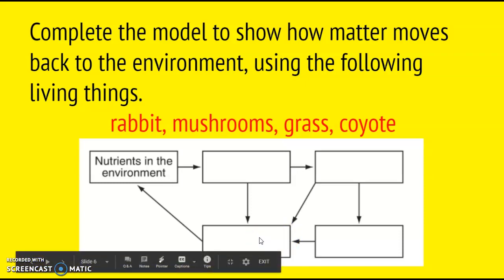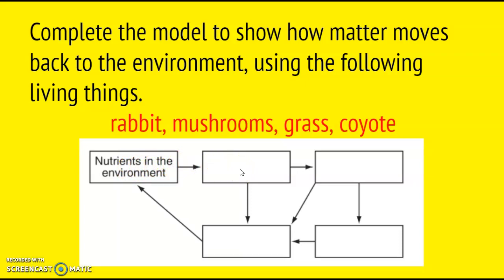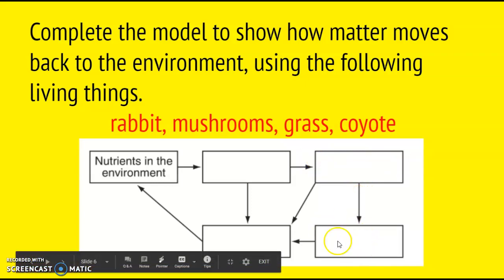Then I have rabbit, grass, and coyote. Well, the nutrients that are in the environment will go to a plant. So of the organisms we have up there, the grass is the plant. So I think to myself, grass goes right here. And then I think, okay, the energy from the grass, is that going to go to the rabbit or the coyote? And that's going to go to the rabbit because the rabbit is an herbivore and it's going to eat plants. So rabbit goes here, and then the energy from the rabbit goes to the coyote.